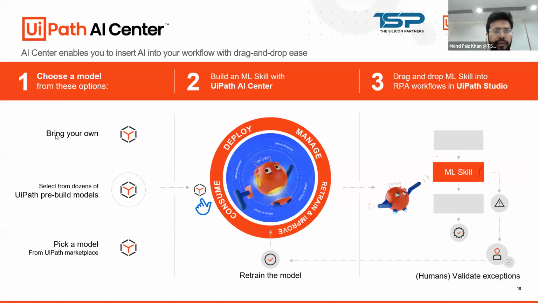So you will see, bring your own model. You already have seen, and you can choose the pre-built models. Once the model is ready, you can add the ML activities package, and you can drag and drop the ML activity in your UiPath Studio and choose the model what you have deployed, and you can start working on it.